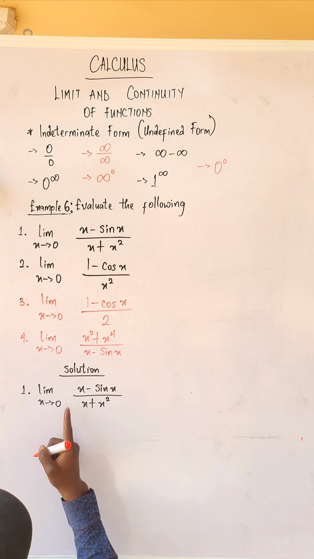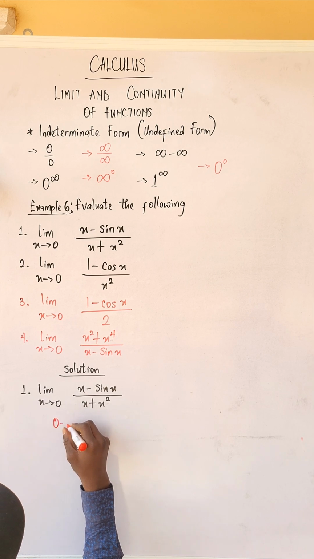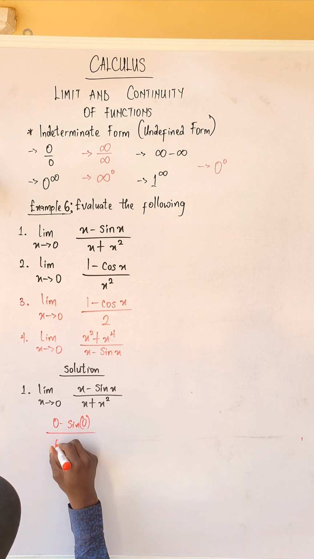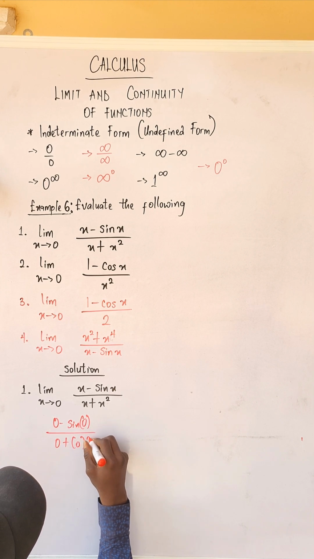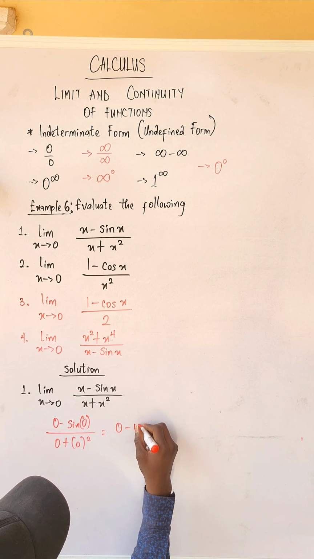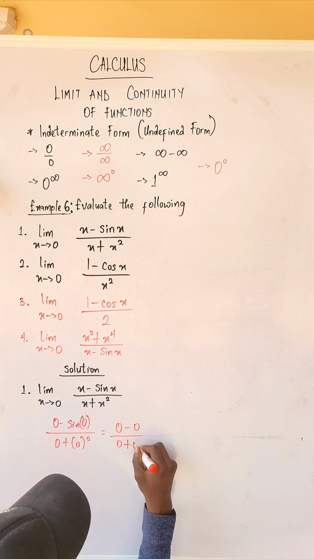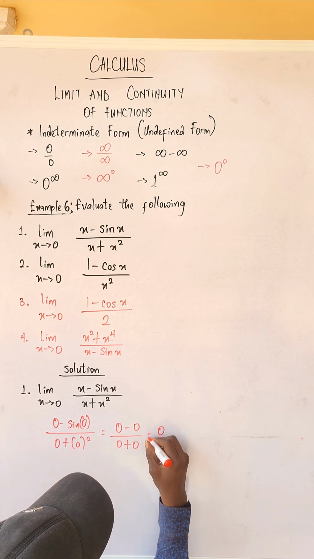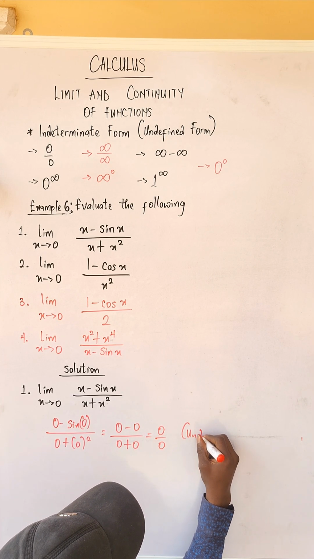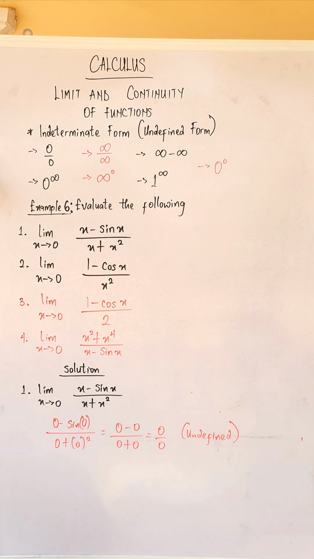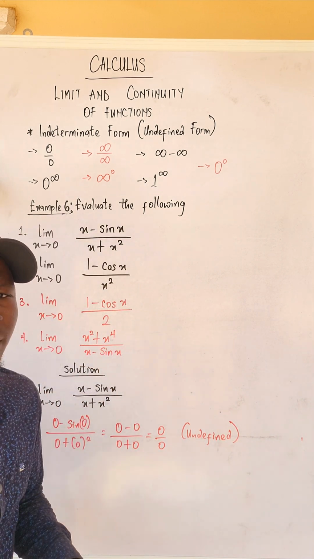X tends to 0, so let's put 0. That will be 0 minus sin 0 over 0 plus 0 squared, right? 0 minus sin 0 is 0, over 0 plus 0, which will give us 0 over 0. And what is it called? Undefined. So this is called an undefined form. It means it can't go like that. So how do we do it?